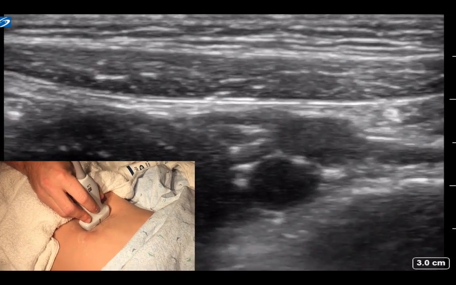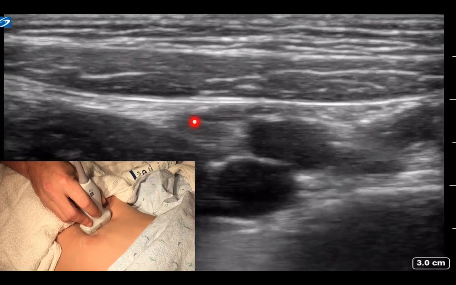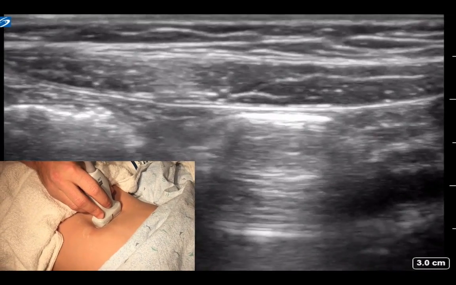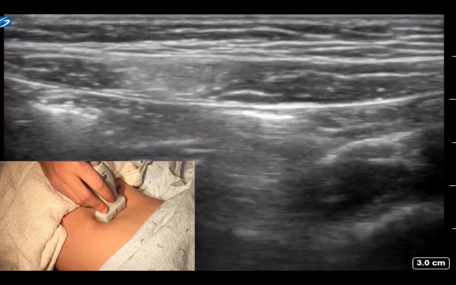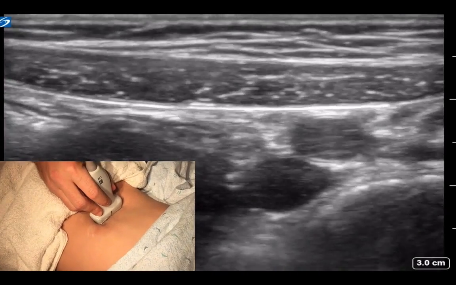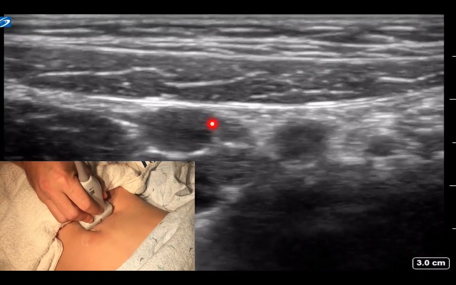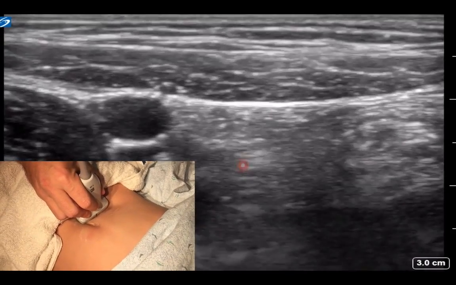Okay, so now we've actually found the appendix. It's sitting right next to the psoas muscle, in between the psoas and the vessels. It has a little bit of air in it, so we see that bright white air shadowing within its lumen. We tracked it back to the cecum. Now it's going to drape itself over the iliac vessels, and now we're seeing it in its target form.